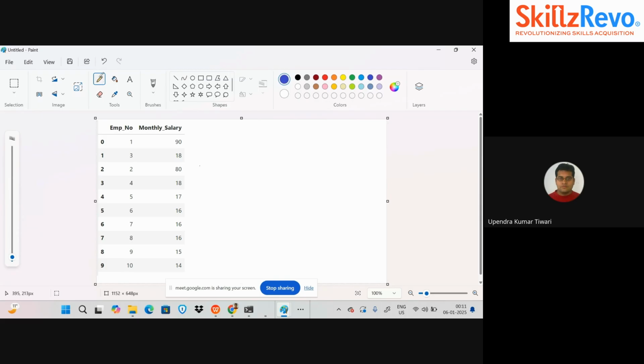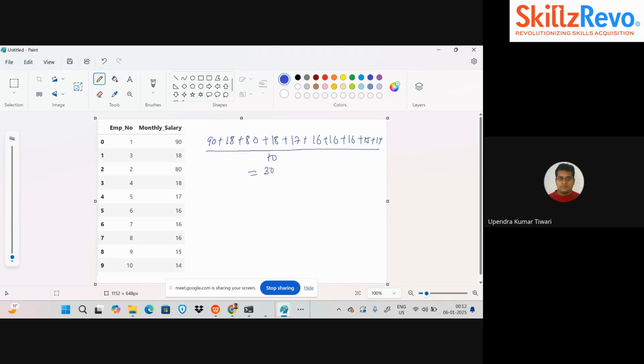Okay. Now, what is the average of this? How will you be finding the average? Simple: 90 plus 18 plus 80 plus 18 plus 17 plus 16 plus 16 plus 16 plus 15 plus 14 upon 10. 1, 2, 3, 4, 5, 6, 7, 8, 9, 10. So what is the answer you are getting? Please calculate this. 30. It is 30, isn't it? Because we have already seen the answer.